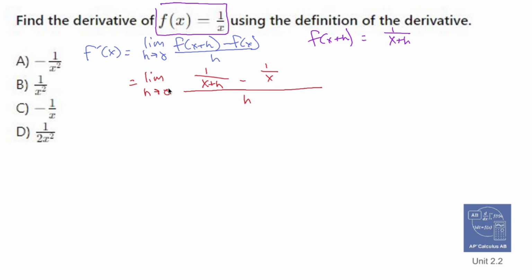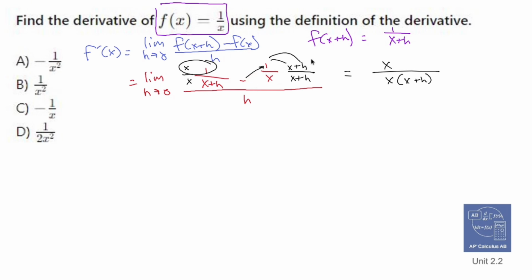Here's the issue. Can't plug in 0 for h because I get 0 on the bottom. That's no good. So what I'm going to want to do first is combine these fractions up here in the numerator. That's why I left all that space there. And the way you're going to do that is multiply this guy by x over x and this guy by x plus h over x plus h. And that way I'll have on the top x times x plus h, like so. You become x, you get distributed, but it's a minus sign.